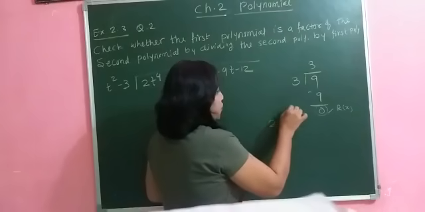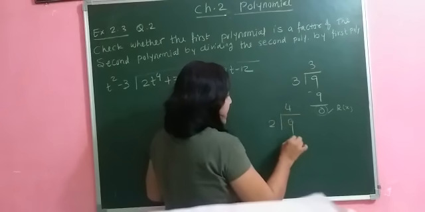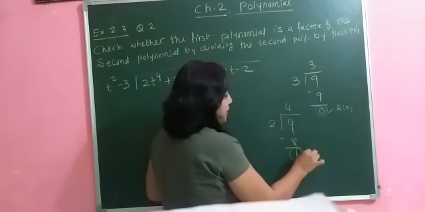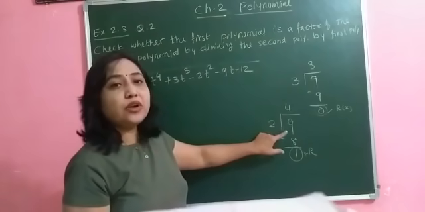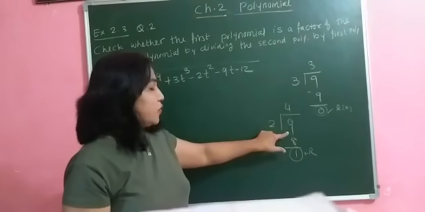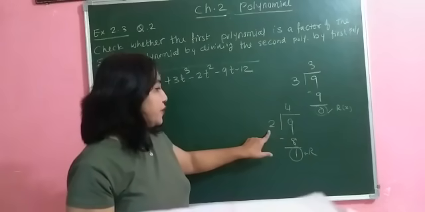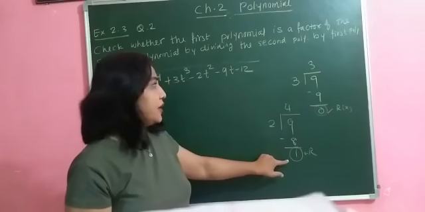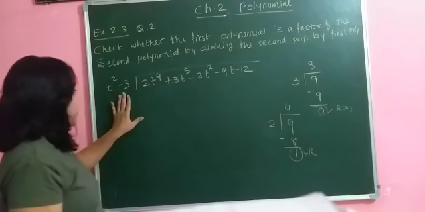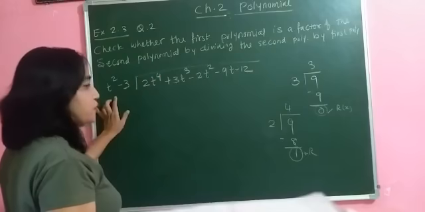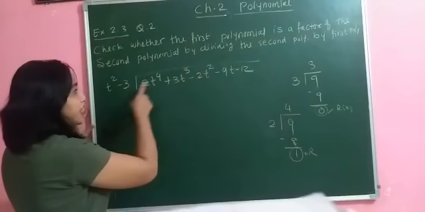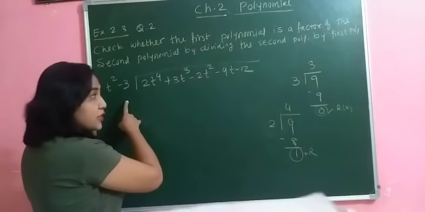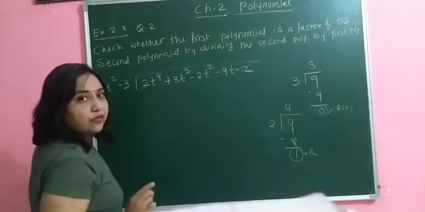Suppose this division is given: 2 4s are 8, remainder is 1. So you know that in this case 2 is not a factor of 9, or 9 is not divisible by 2. Why? Because 1 is the remainder. So here if I am dividing this polynomial by this polynomial and my remainder is 0, then I can say that this is the factor of this. If remainder is not 0, then this is not the factor of this.